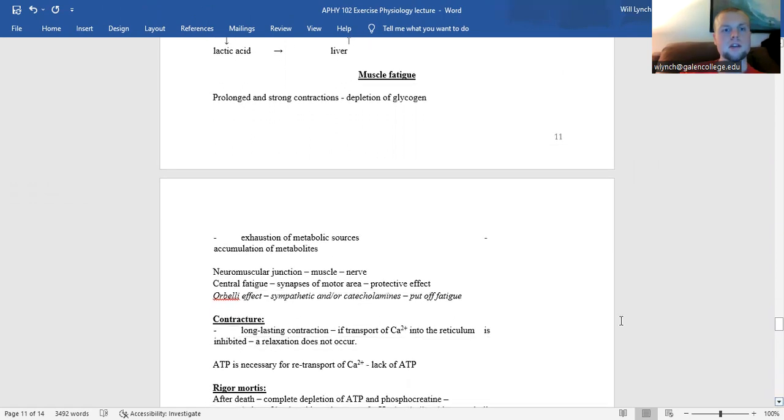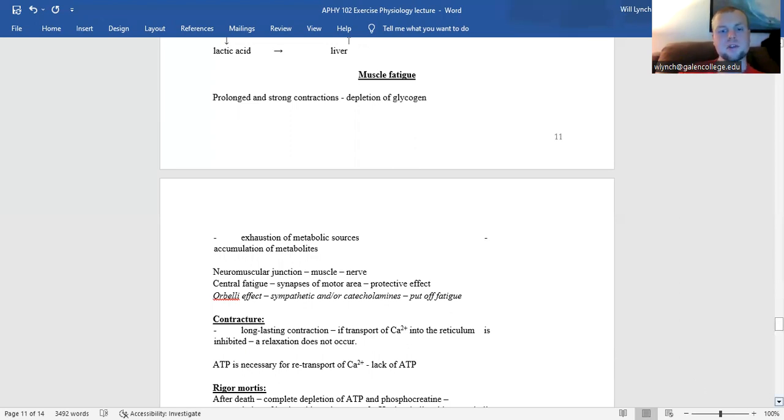All right, muscular fatigue. This is going to happen because of prolonged contraction or prolonged strength of contraction and because of depletion of glycogen. So when you exhaust the metabolic stores and you increase the accumulation of metabolites like lactic acid, you'll see an overall decline in the amount of force and efficiency that the muscle can contract with. We see central fatigue from synapses in the brain itself, of the central nervous system, and this has a protective effect.